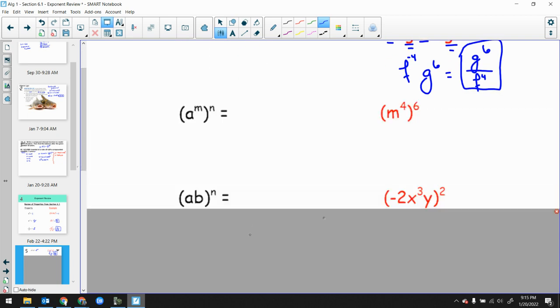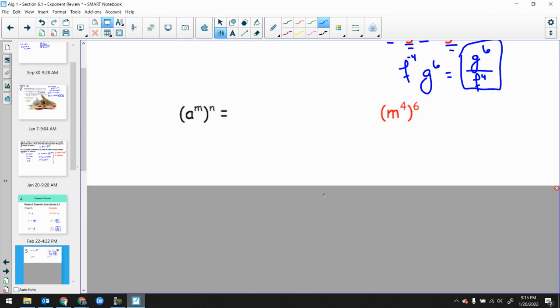Take a look at the next one. Remember, power to a power, that's the one where I multiply the powers. So this would be like a to the m times n, right? So in this case, this is m to the 4 times 6, 24th power.